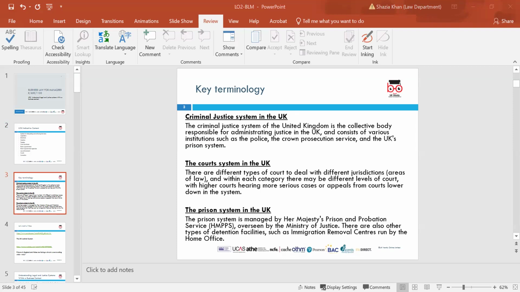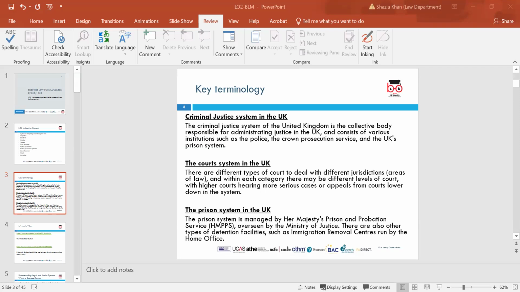So key terminology is the criminal justice system in the UK, and what it does, the elements of the criminal justice system. Like it said, it's a collective body responsible for administrating justice in the UK. It involves a lot of institutions, like the police, Crown Prosecution Service, and the UK's prison service.